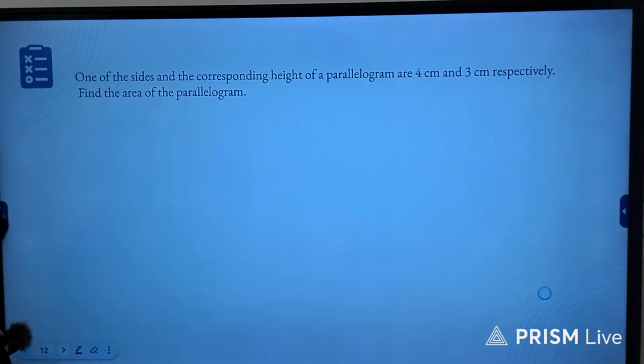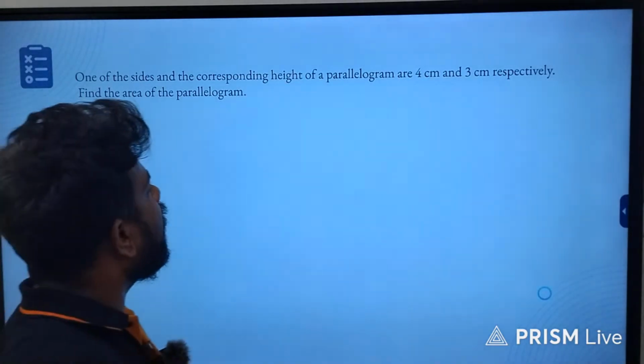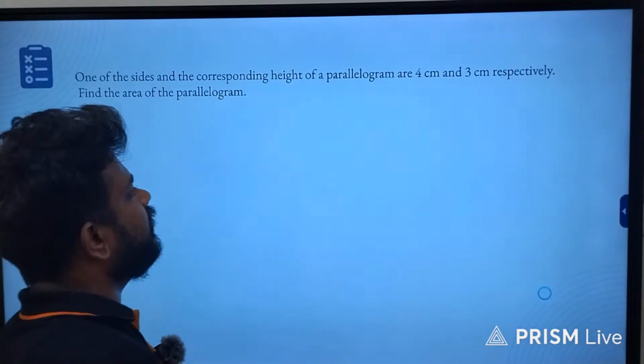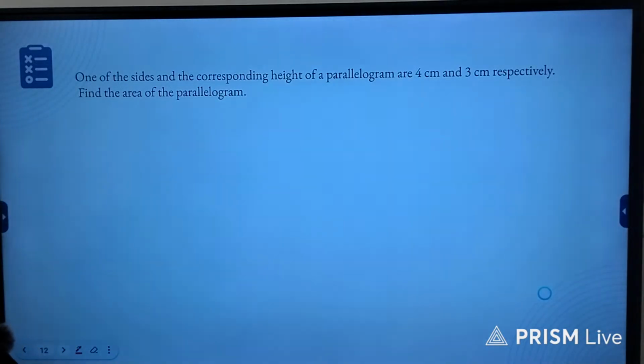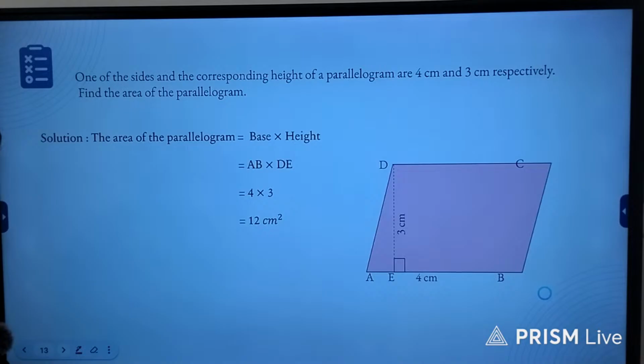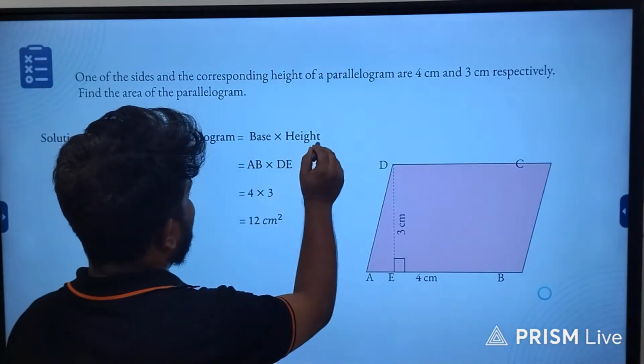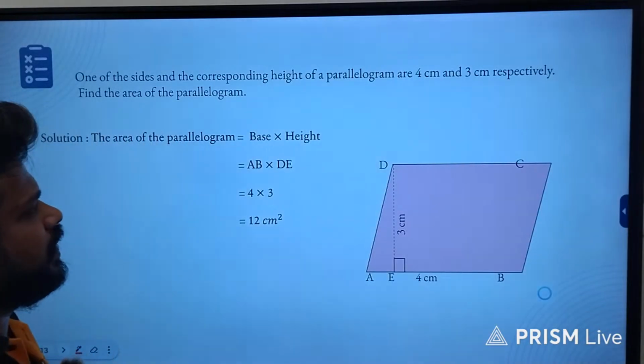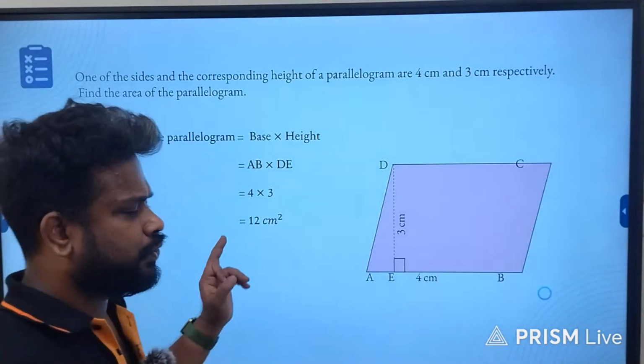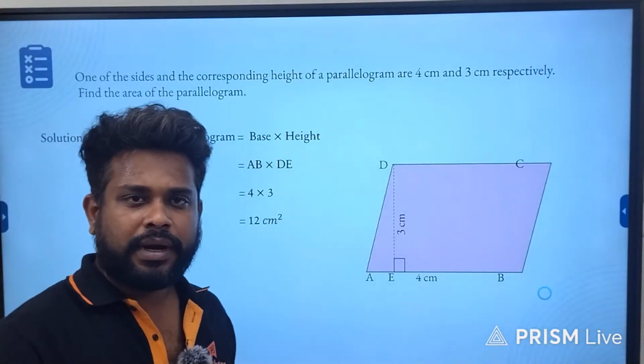One of the sides and the corresponding height of a parallelogram are 4 cm and 3 cm respectively. Find the area of the parallelogram. So, that will be base into height, that is AB into DE, and it is a very easy one. 3 4s are 12, so 12 centimeter square will be the area of the parallelogram.